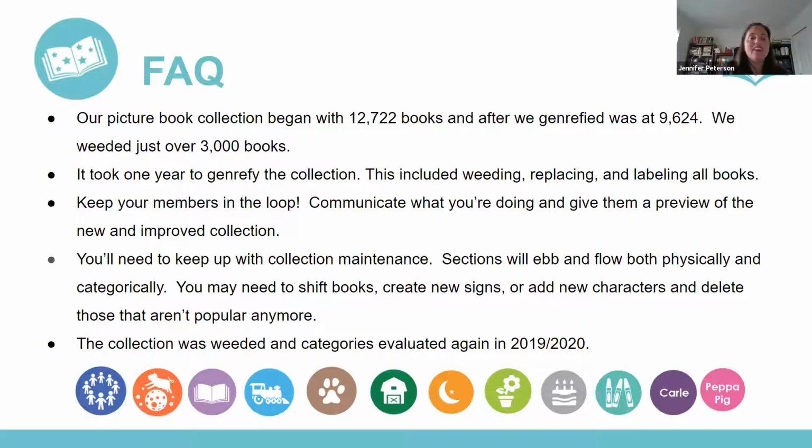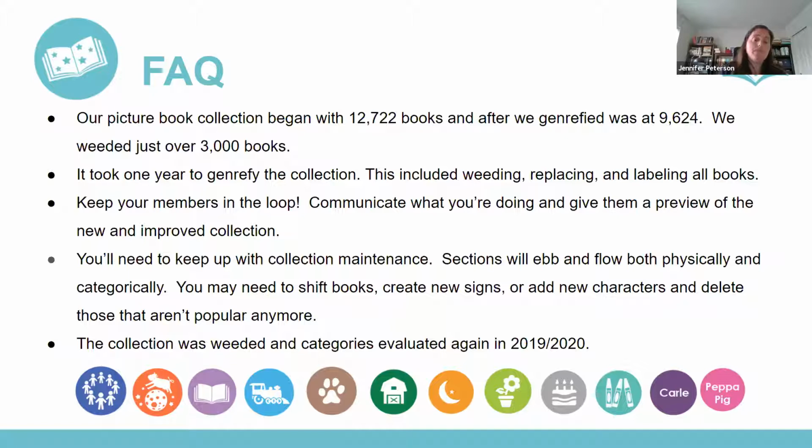And again, we were in a temporary building, so we were boxing books up, storing them. It was a big process. So if you don't have to do that, it'll go much easier for you. What else? It did take 1 year to genrefy, and this included the weeding, the replacing. So anytime we ordered replacements and then had to put them through the process, and then labeling. We did label all the books, and that was just because it was such a big project.